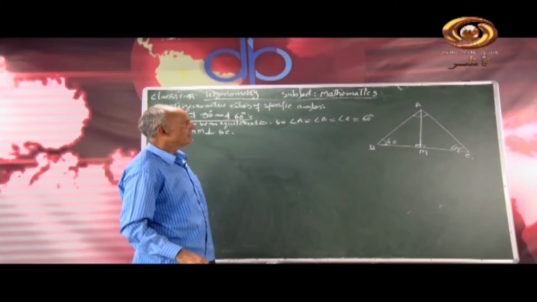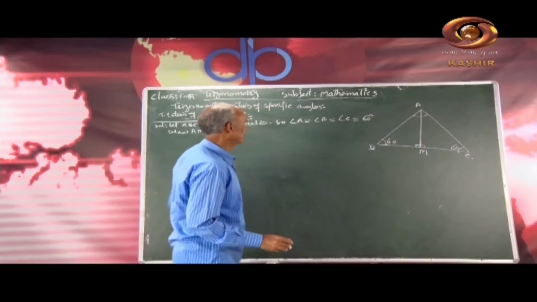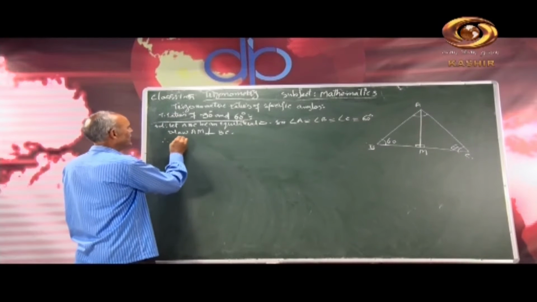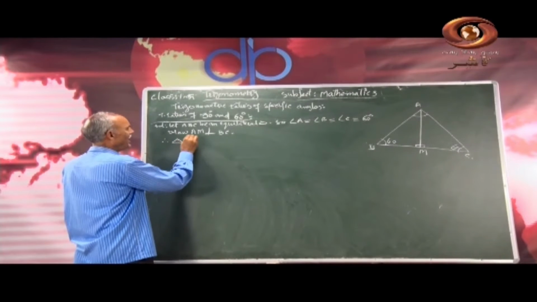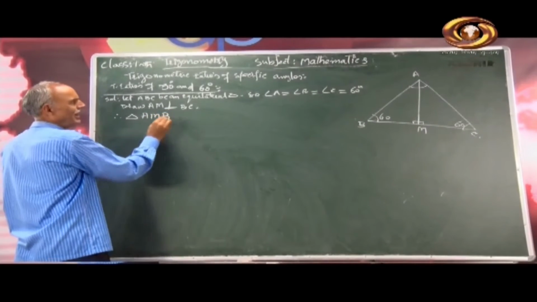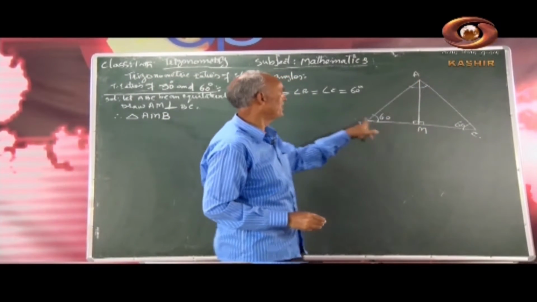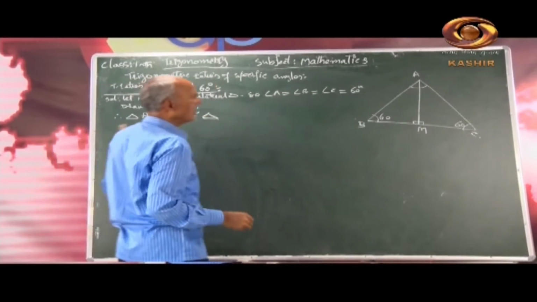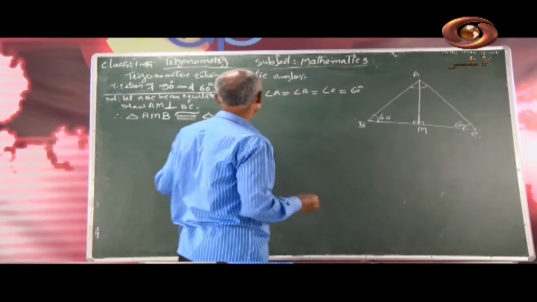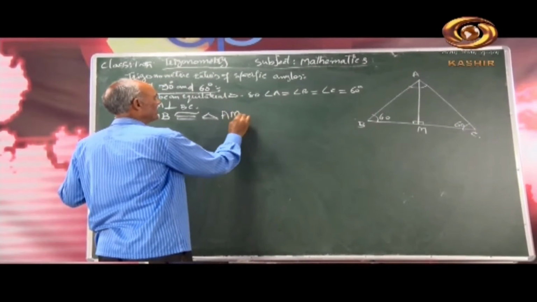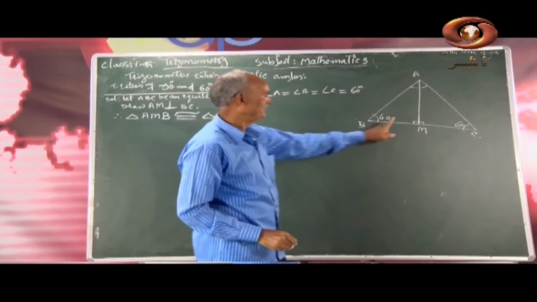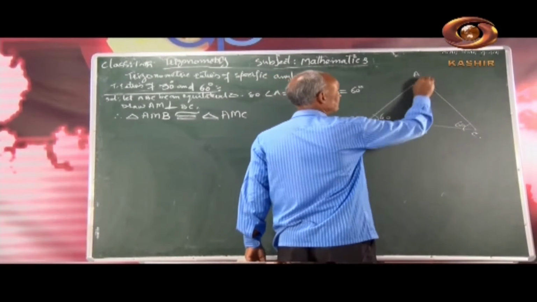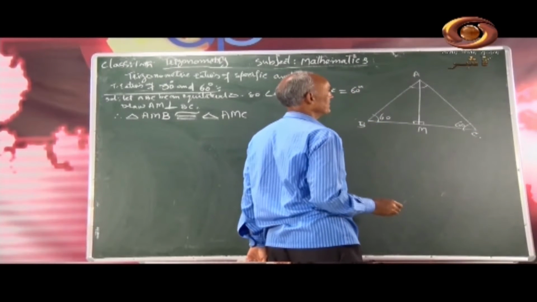Now we will prove that these two triangles are congruent. We see, therefore triangle AMB will be congruent to triangle AMC. Why? Because we see both are right triangles. Both are right triangles and their hypotenuses are equal, being an equilateral triangle.